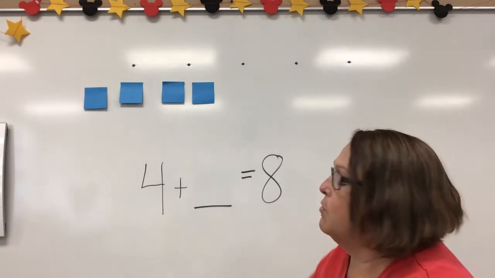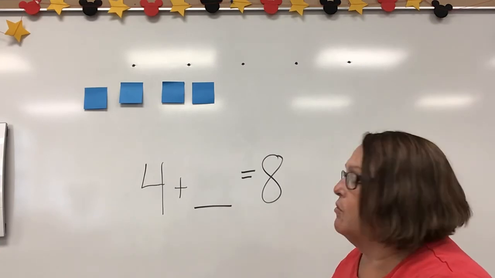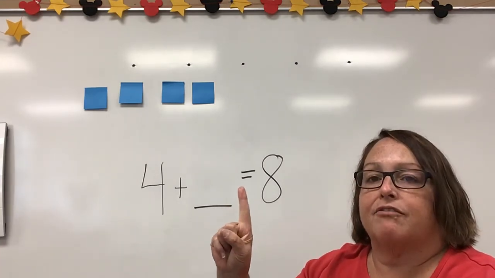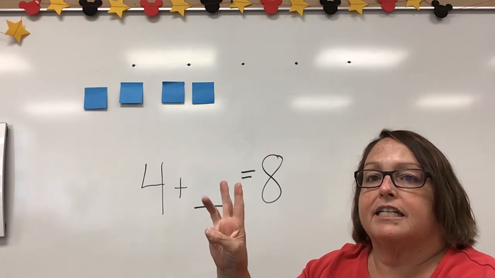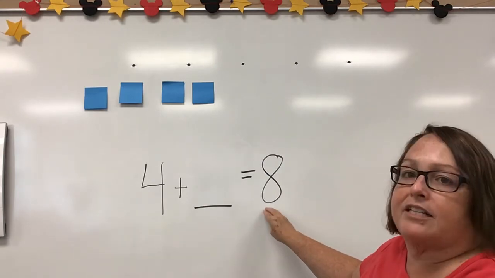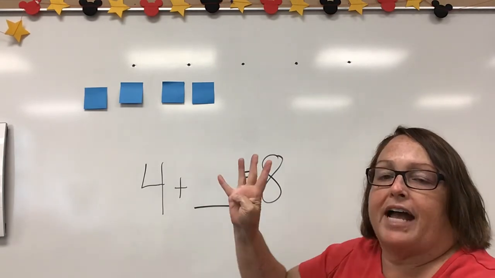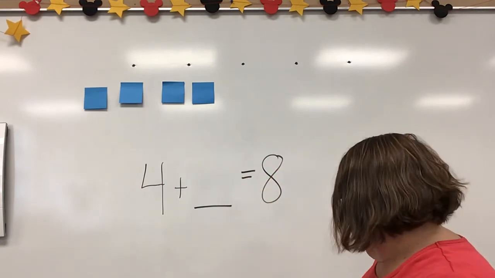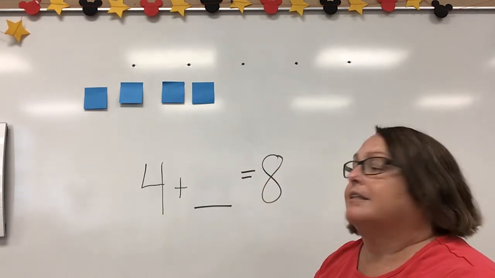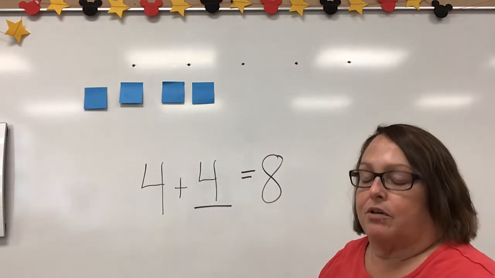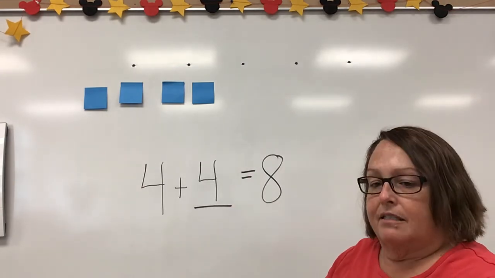Okay, I'm going to start at 4 and count up. So after 4 is 5, 6, 7, 8. And I'm going to stop at 8 because that's where I want to stop. So how many fingers did I put up? I put up 4. Oh, so 4 plus 4 equals 8.